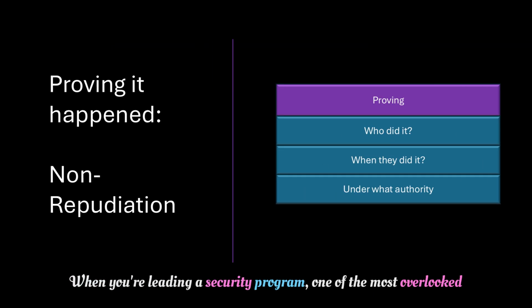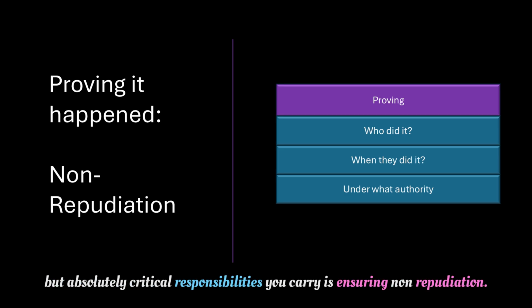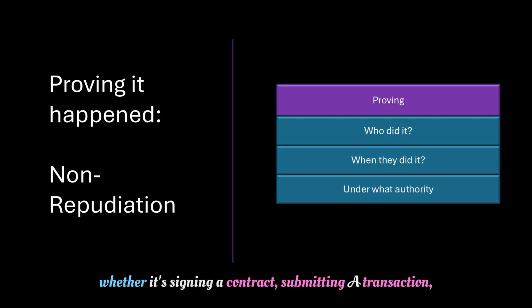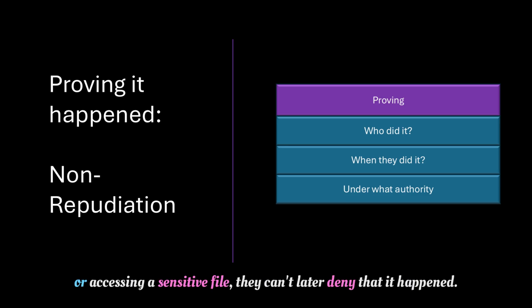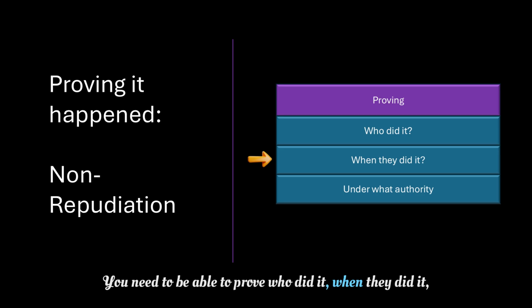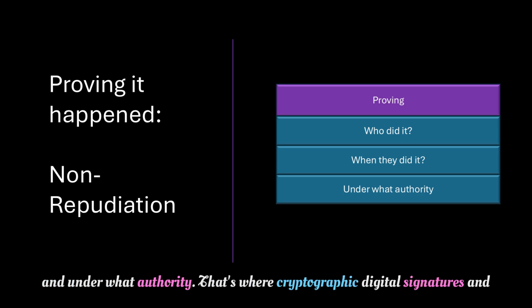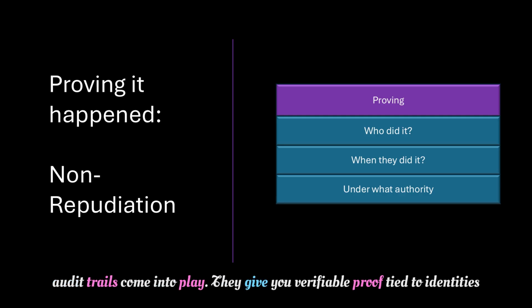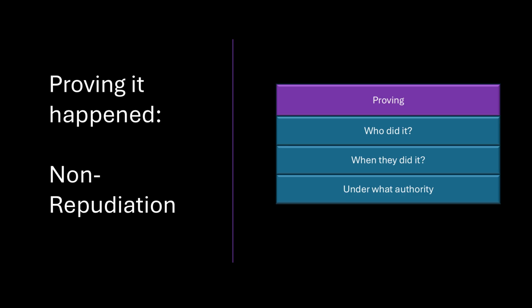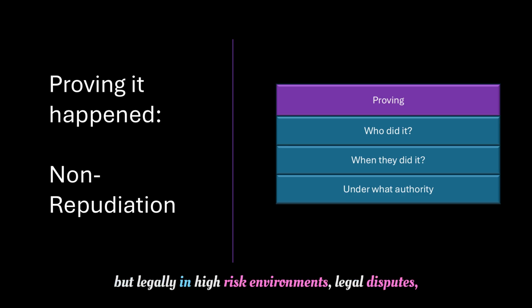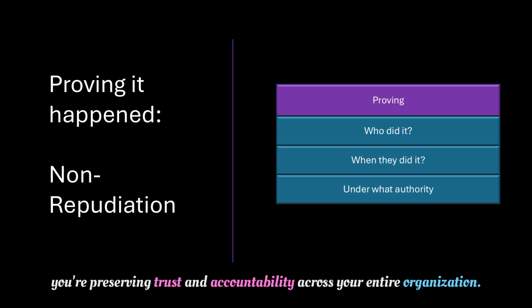When you're leading a security program, one of the most overlooked, but absolutely critical, responsibilities you carry is ensuring non-repudiation. This means making sure that once someone takes an action, whether it's signing a contract, submitting a transaction, or accessing a sensitive file, they can't later deny that it happened. You need to be able to prove who did it, when they did it, and under what authority. That's where cryptographic digital signatures and audit trails come into play. They give you verifiable proof tied to identities and timestamps, evidence that holds up not just technically, but legally. In high-risk environments, legal disputes, or regulatory contexts, non-repudiation isn't a nice-to-have. It's essential. You're not just protecting systems, you're preserving trust and accountability across your entire organization.